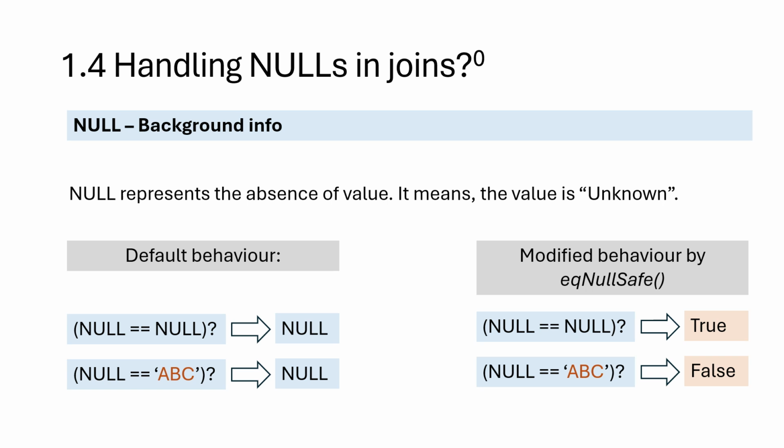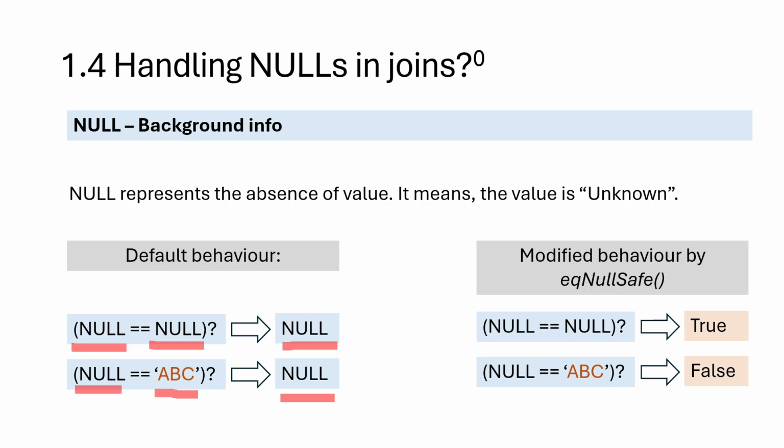To handle nulls in joins, let us start with some background info on nulls itself. A null value in data represents the absence of value. It means the value is unknown. In PySpark, the default behavior of null is like this. When you compare a null with another null, it returns null. Similarly, when a null is compared with a not null value, even in that case, it returns null. That is the default behavior of nulls.